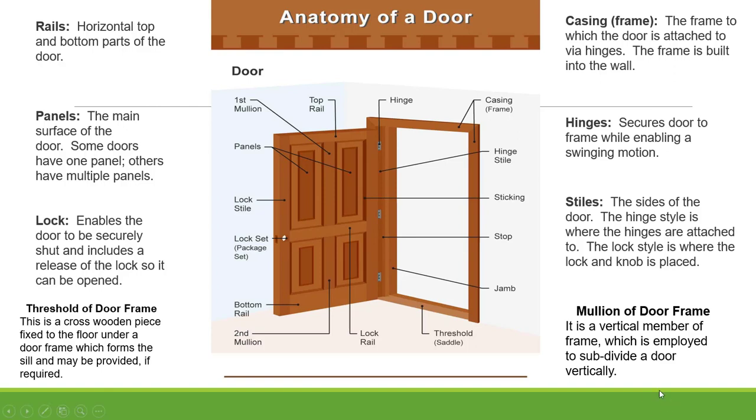The next is mullion of the door. It is a vertical member of the frame which is employed to subdivide a door vertically. These are mullions, vertical parts, this one and this one. This top one is called first mullion, the bottom is called second mullion.